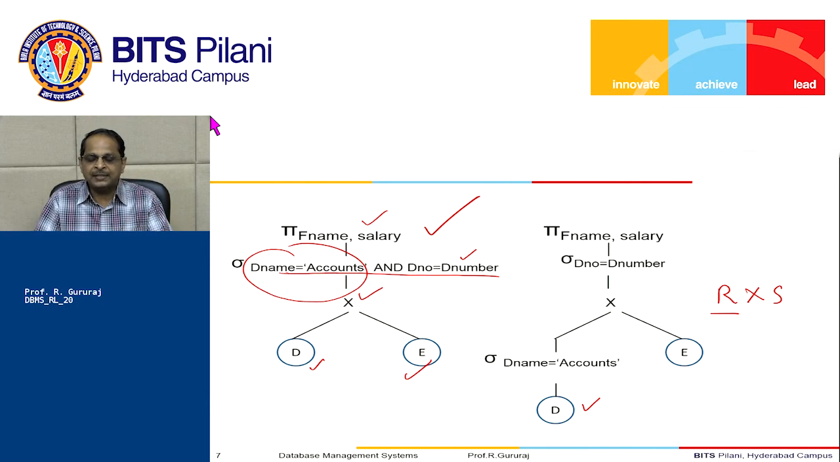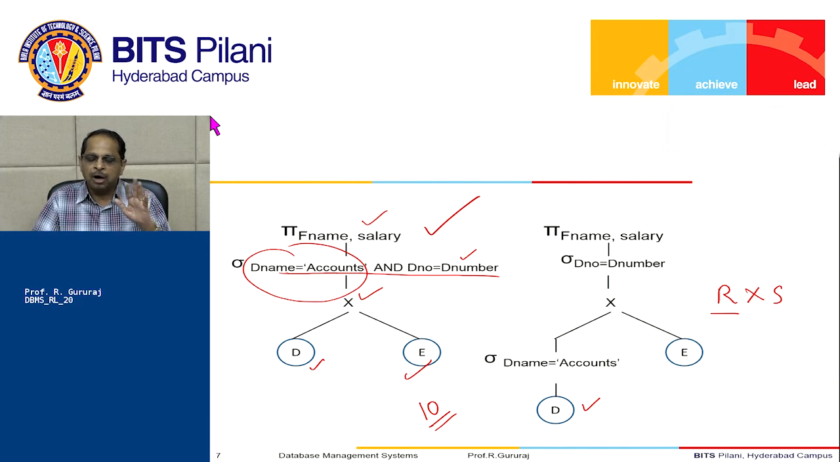And when I optimize this, what I will do is apply this selection condition on the department table before I perform the Cartesian product or join. If I have 10 tuples in the department table, and I know that there will be only one department with the name accounts, then why should I take all 10 tuples in the Cartesian product or the join operation, which is costly.